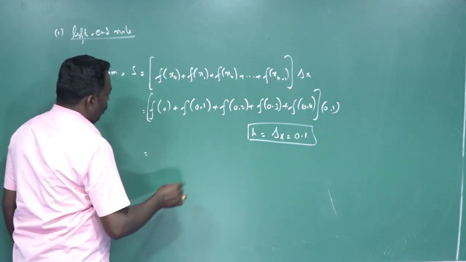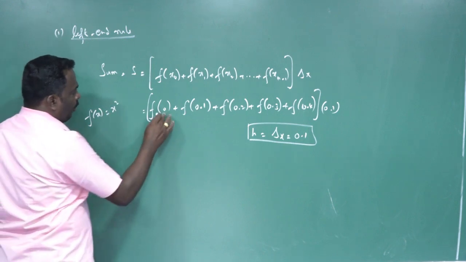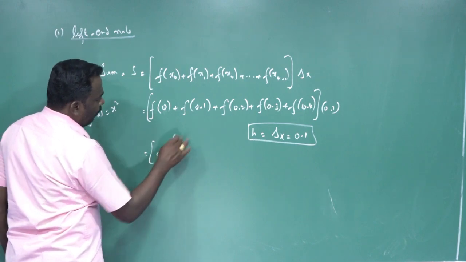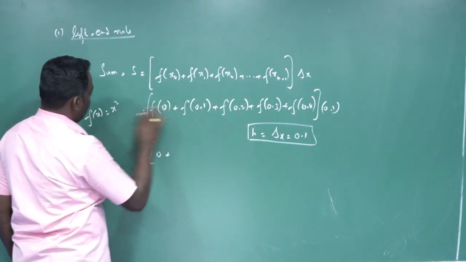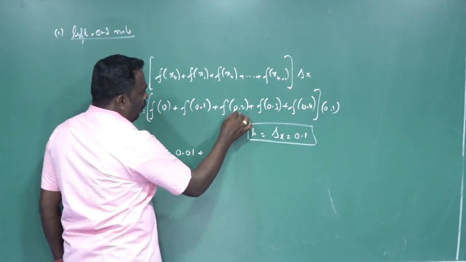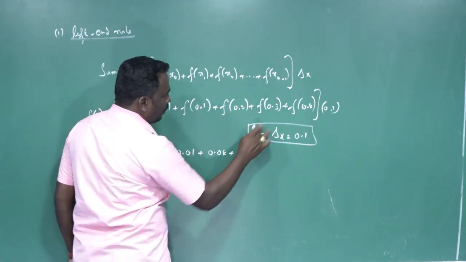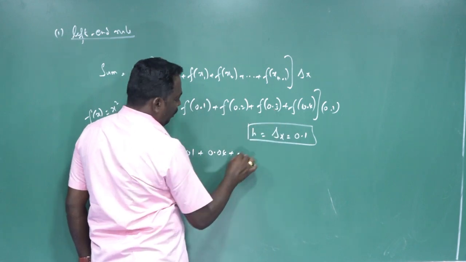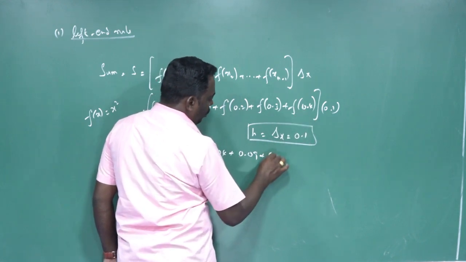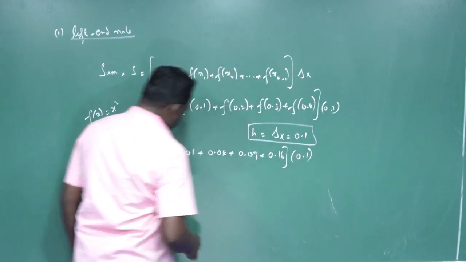Now we know the function f of x is defined as x square. Therefore x value equal to 0, 0 square is 0, plus 0.1 is the x value, and 0.1 times 0.1 is 0.01, and x value equal to 0.2, 0.2 times 0.2 is 0.04, plus 0.3 is the x value, and the square term is 0.09, and x value equal to 0.4, the square term equal to 0.4 times 0.4, that is 0.16, into 0.1.